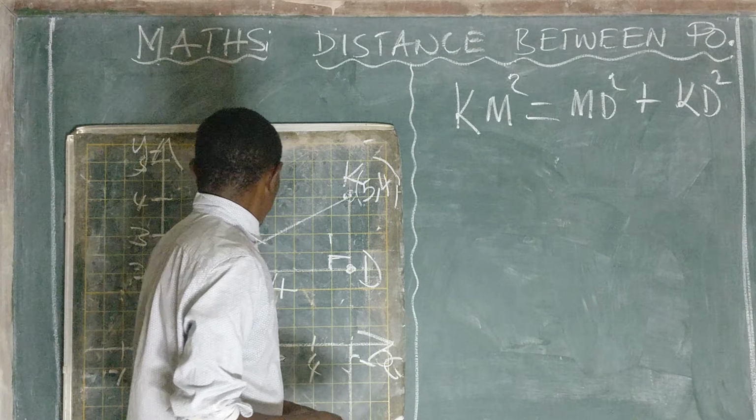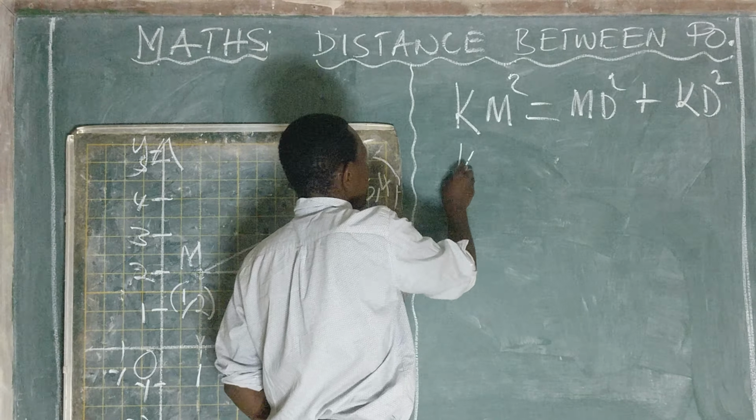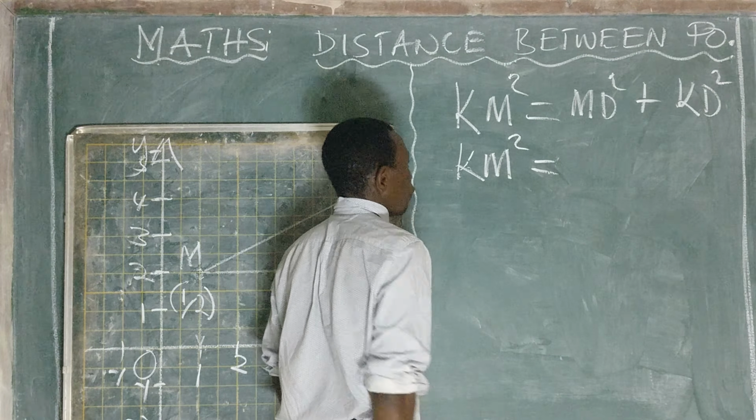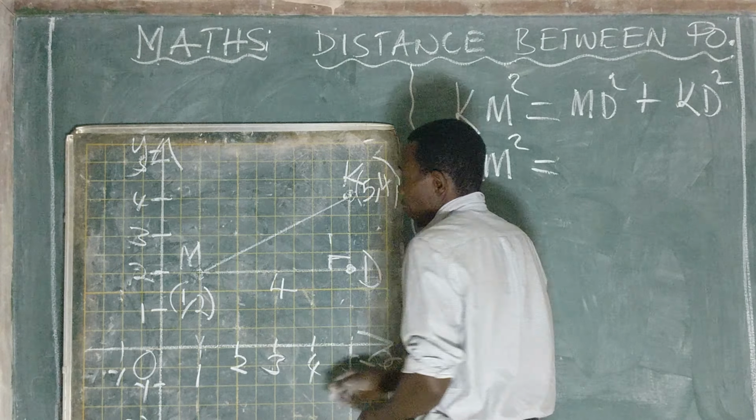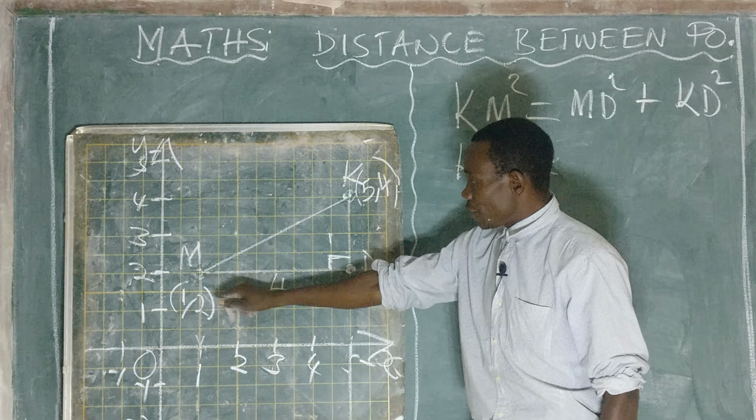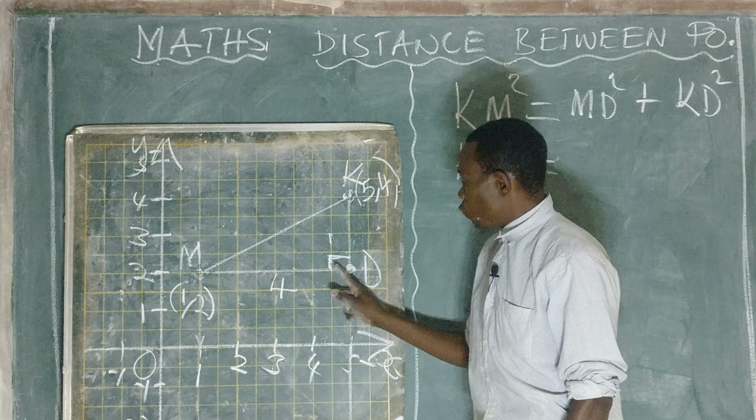Now, to substitute, we consider the units of the line MD. For M to D here, we have 4 units. If we start from M going to D, it's just like counting: 1, 2, 3, 4. So the distance between M and D is 4 units, and here we substitute with a 4. Then KD, the distance from here to that, is how many units?